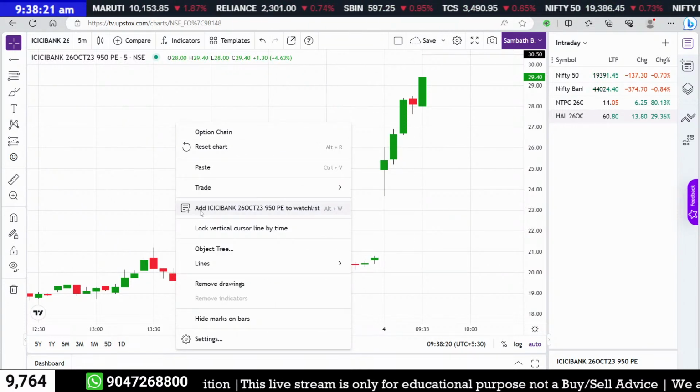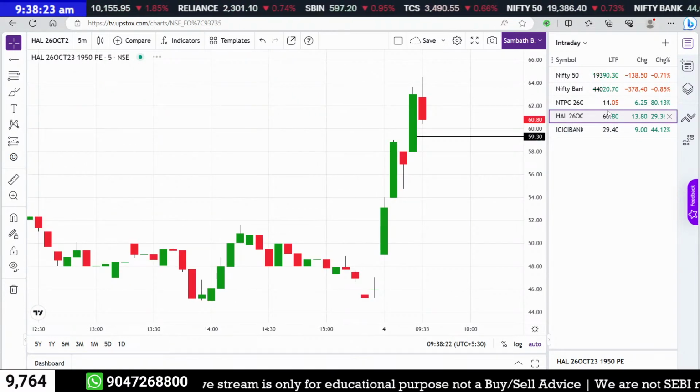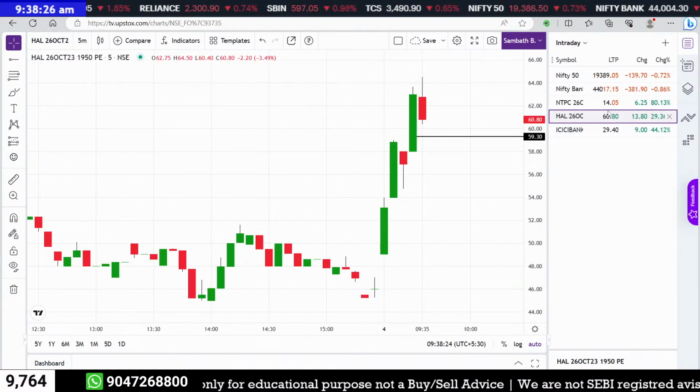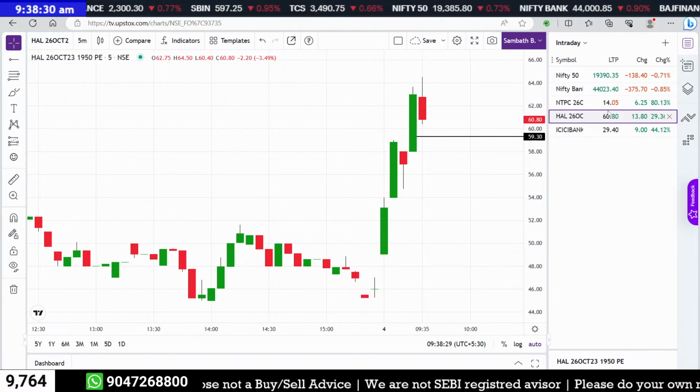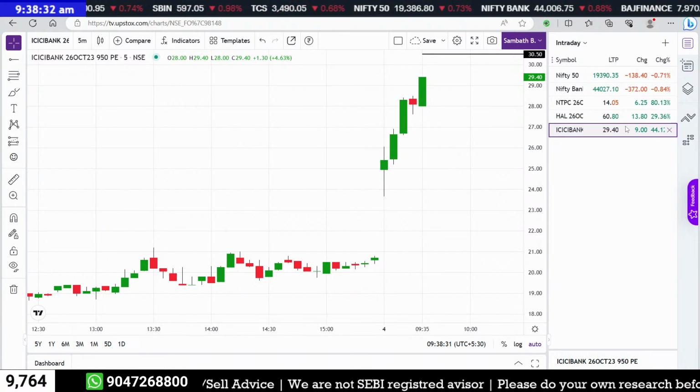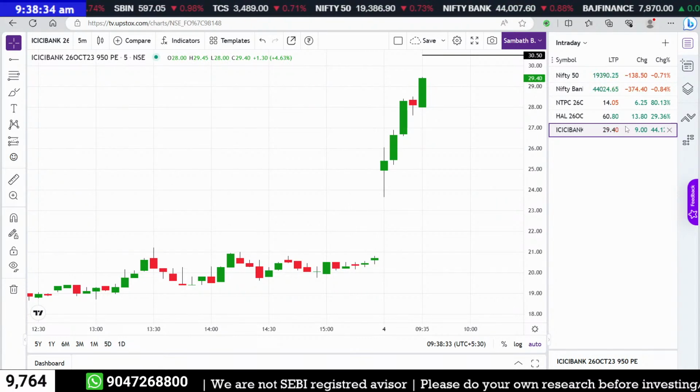So let me add this one. This is for an intraday HAL. For ICICI, I am looking for a monthly positional, not for an intraday. I know you know well about our advanced option strategy. You can make use of it.